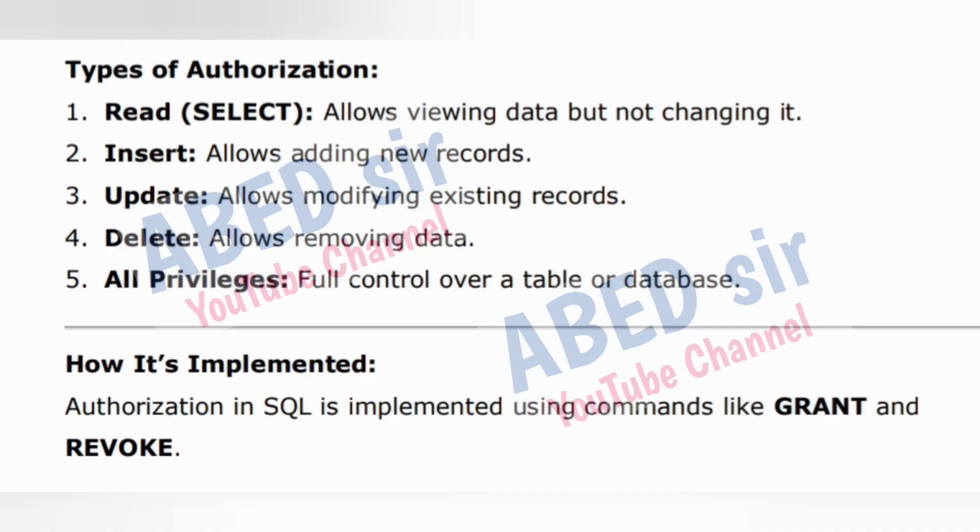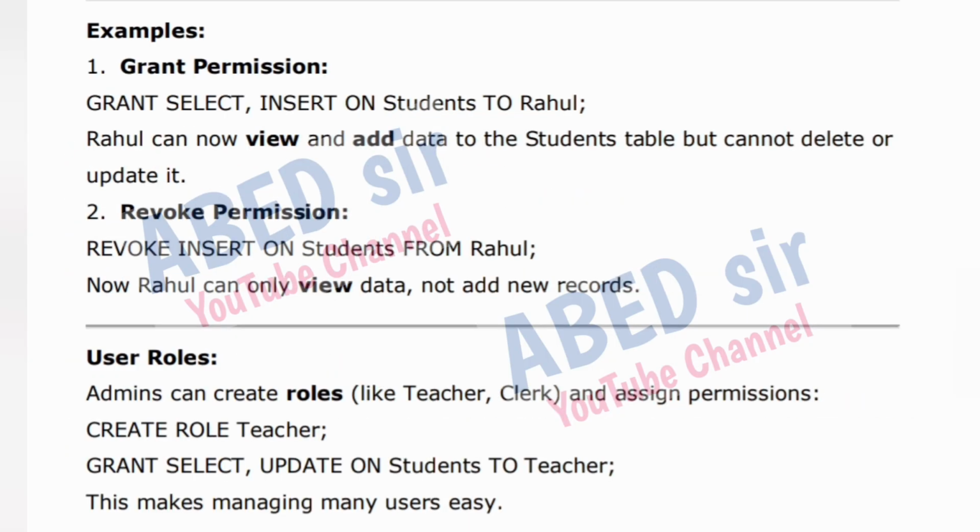How it's implemented. Authorization in SQL is implemented using commands like grant and revoke. Examples. 1. Grant permission. Grant select, insert on students to Rahul. Rahul can now view and add data to the students table but cannot delete or update it. 2. Revoke permission. Revoke insert on students from Rahul. Now Rahul can only view data, not add new records.